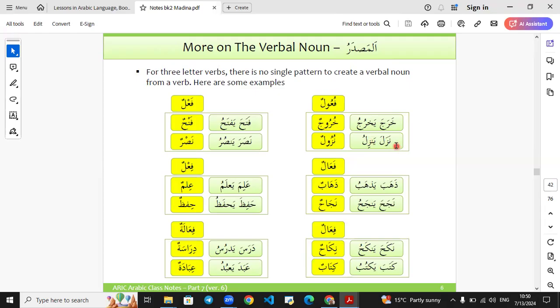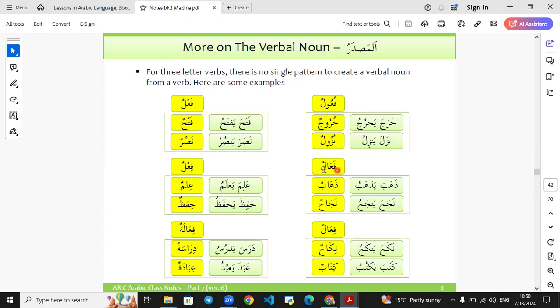Nazala, yanzilu, nuzul, came down. It descended. Descend doesn't tell us who, but he descended. Nuzul is descending or going down, but it doesn't tell us the time. It can continue happening. So we've got fu'ulun. This is the pattern of fu'ulun from these two.